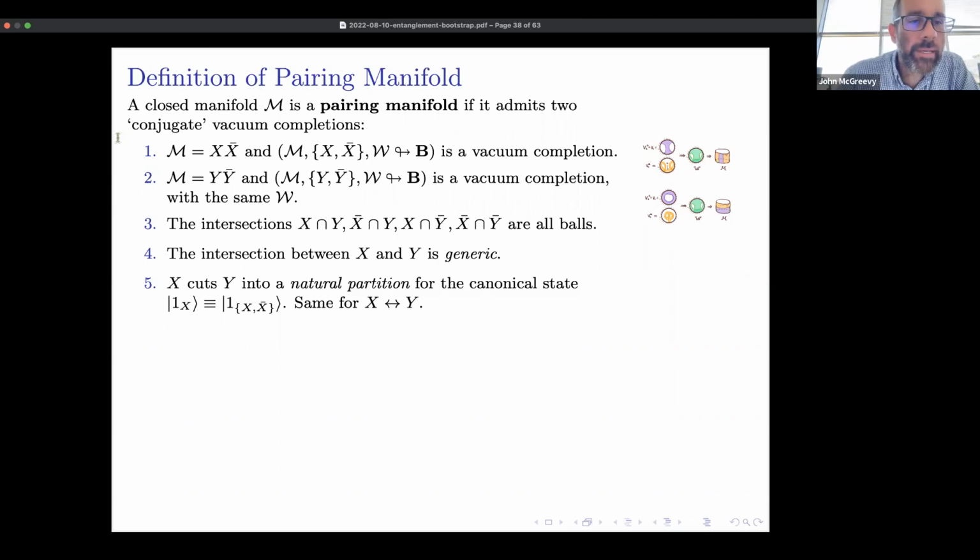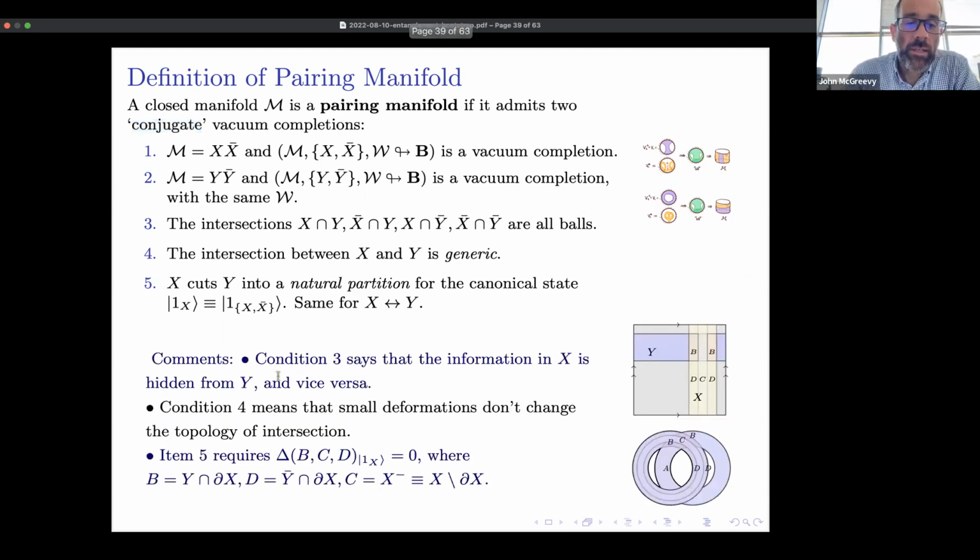Okay, and what I mean by conjugate is that these two ways of cutting M in half are conjugate in the following sense. We demand that all of the intersections between X and Y and their complements, every combination of X and Y and their complements, have to be balls. And that condition says that the information in a density matrix on X is totally hidden from the information in the density matrix for Y, because the reduced density matrix on Y is just a ball, and the information convex set of a ball is trivial. So there's no data. The data in X is invisible to Y and vice versa.